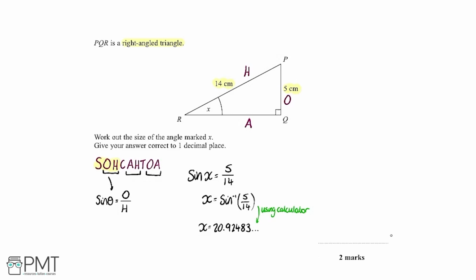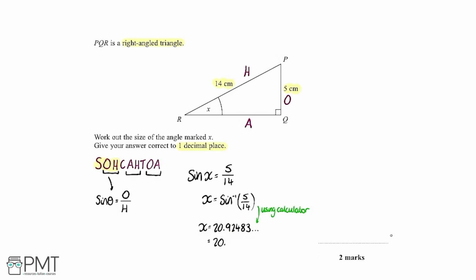But if we refer back up to the question, it says we need to give our answer to 1 decimal place. So we need to round this to 1 decimal place. So we're going to say x equals 20 point. And then to round to 1 decimal place, we look at the one after the point. So we've got 9. Then we look at the number after that, and we think, is that 5 or above or lower than 5?